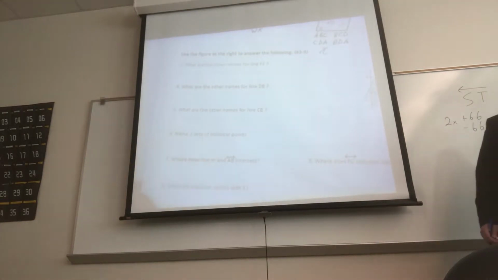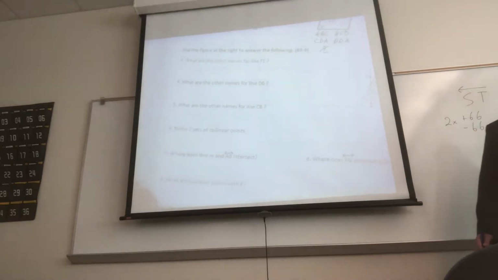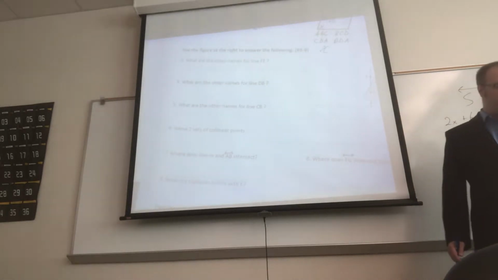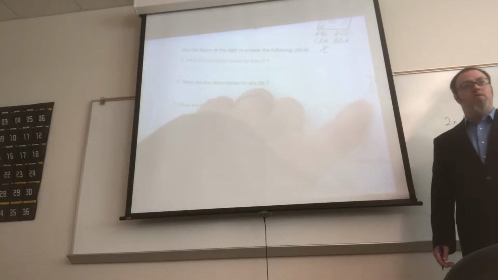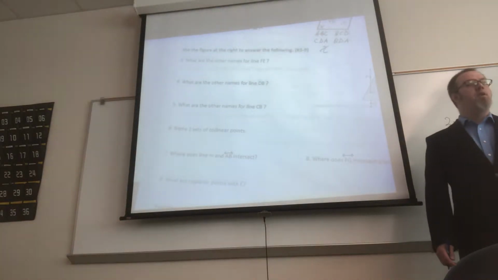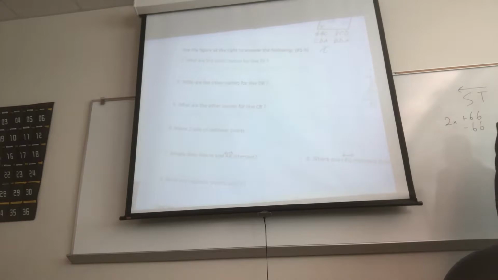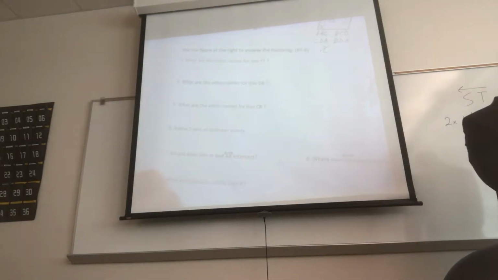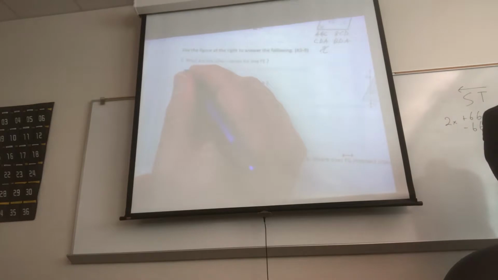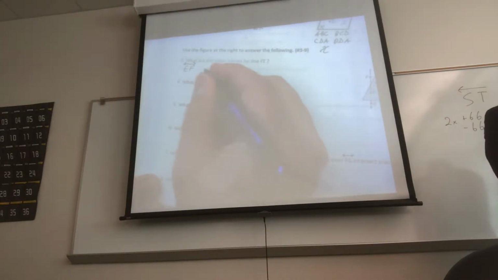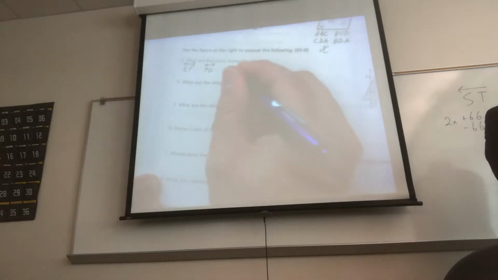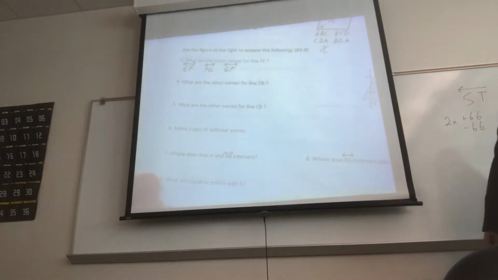Numbers 3, 4, and 5 for some reason were confusing for some people. What are the other names for line FE? This is line FE. There are 2 other lines on the figure. We give it a name so that we can tell which one we are talking about, and it can have different names. There are 3 points on this line. So line FE could also be line EF. Line FE could also be line FG. It could also be GF. It doesn't have a lowercase letter accompanying it, so that's where we run out on that one.